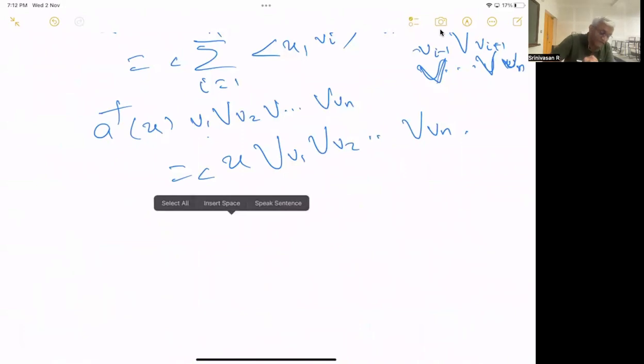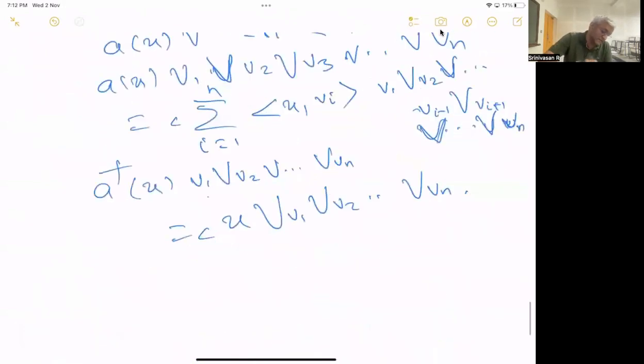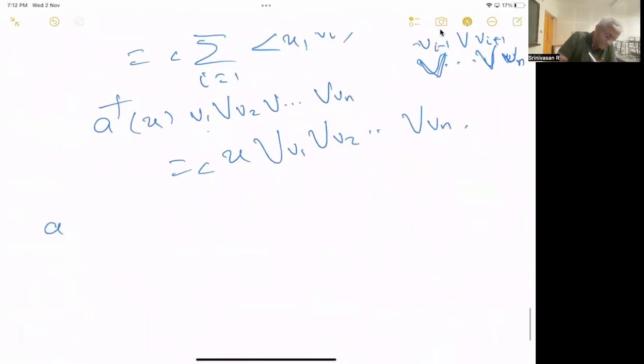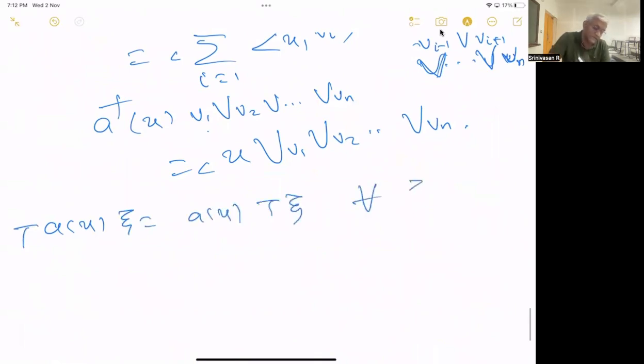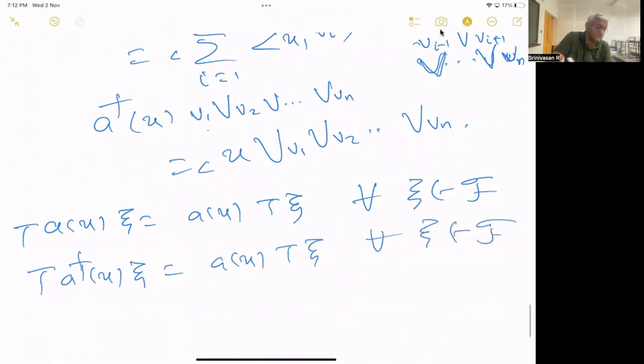Okay. So what we have is the following. We have A of U T xi equal to T A of U xi for all xi in the finite particle vector space. And similarly, T A dagger U xi equals A dagger U T xi for all xi in the finite particle vector space.